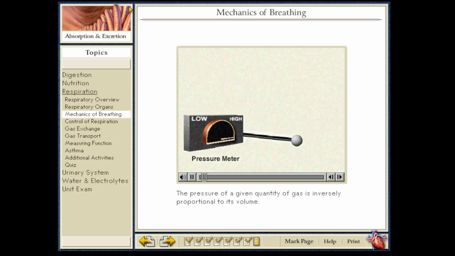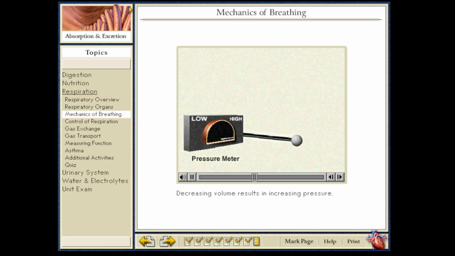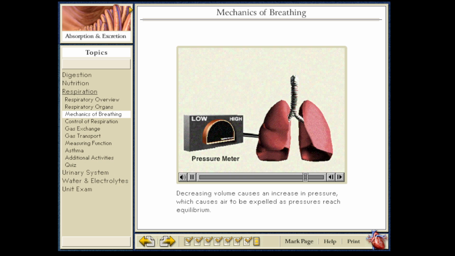The pressure of a given quantity of gas is inversely proportional to its volume. Increasing volume results in decreasing pressure. Decreasing volume results in increasing pressure. Increasing volume causes a decrease in pressure, which causes air to rush in as the pressures reach equilibrium. Decreasing volume causes an increase in pressure, which causes air to be expelled as pressures reach equilibrium.